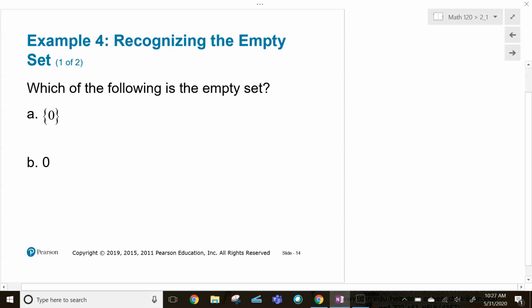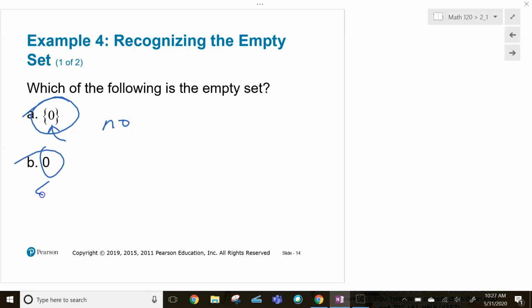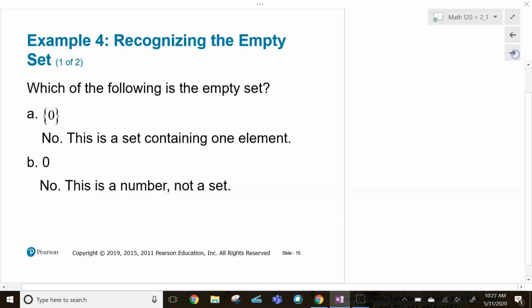Now, which of the following is the empty set? Let's look at this set right here. It's a set, but there's an element in there, and the element is 0. So is it the empty set? No, it's not, because it has an element in it. Is 0 an empty set? First of all, it's not even a set, because we don't have it in braces. It's just a number, not a set.